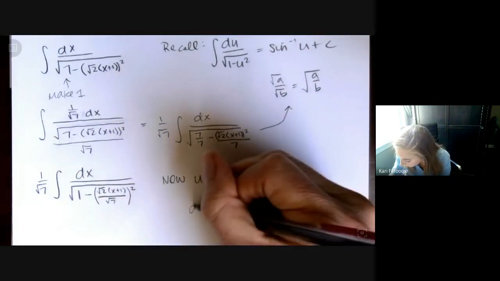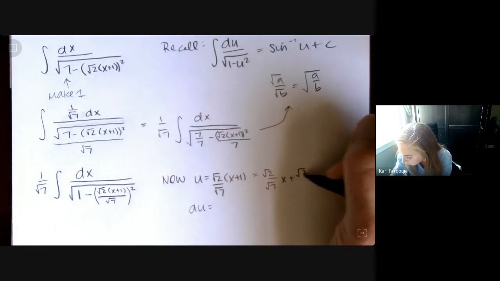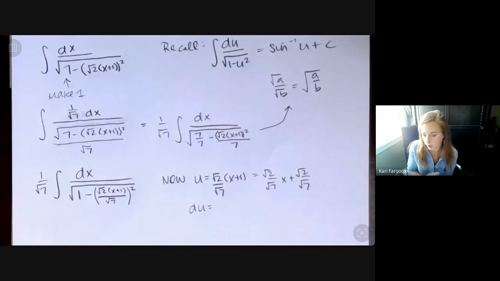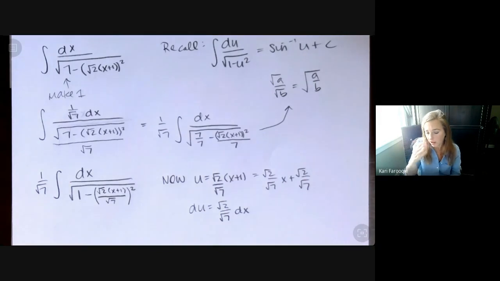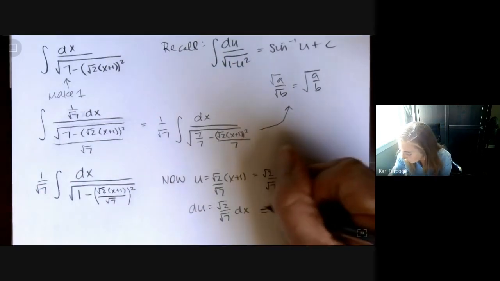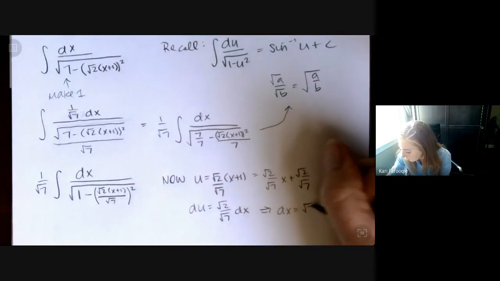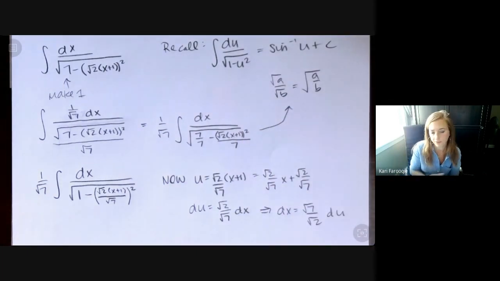Your du, well, if you find it weird to see in this form, just distribute it, and you'll see that du is the square root of 2 over the square root of 7 dx. I really recommend keeping these split up in the fraction, these radicals. I think it'll help you to simplify. Usually that's just easier to look at. And if you're going to sub out your dx, well, we know that dx is going to be the square root of 7 divided by the square root of 2 du. So just multiply by the reciprocal on both sides.